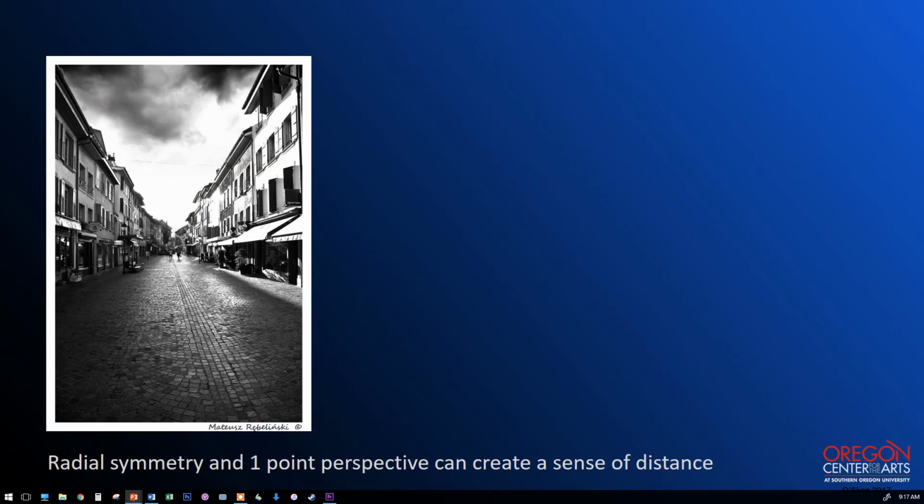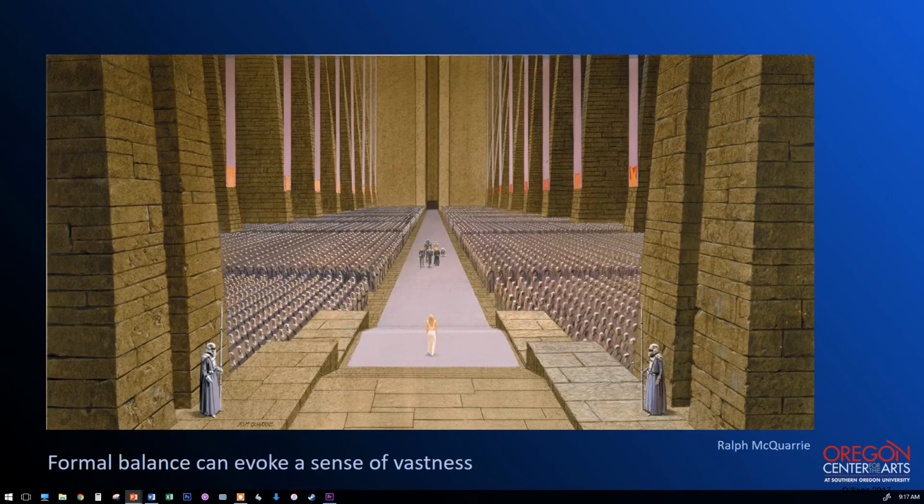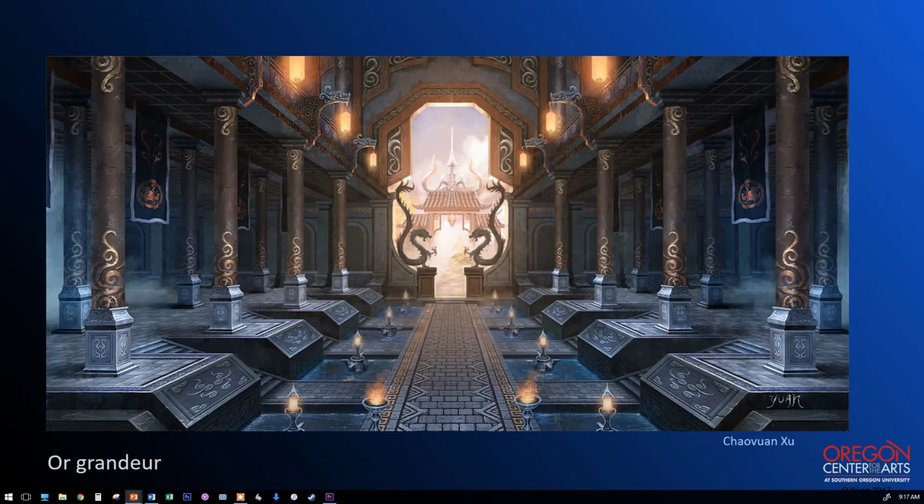So a sense of distance. It feels like the street's going way back into the distance there because of the radial symmetry and the one-point perspective. A formal balance can evoke a sense of vastness. So we see, again, that same one-point perspective, big, empty, huge space where this carpet seems to be going way off into the distance. And we can create a sense of grandeur with one-point perspective.